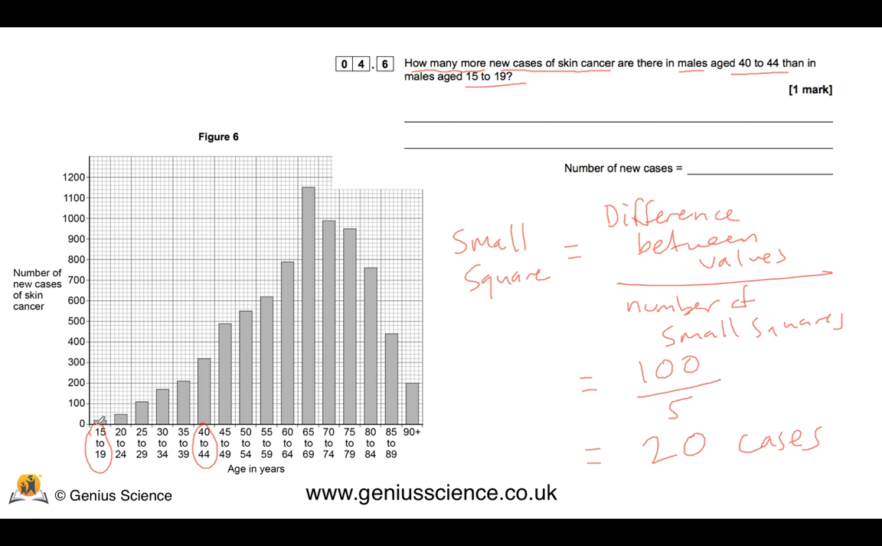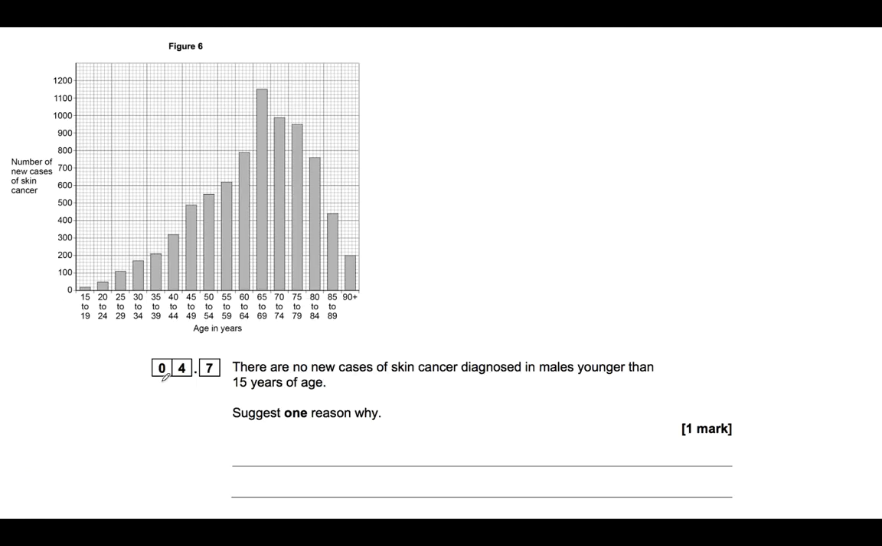So you can see 15 to 19, one small square, so we have 20 cases. And if we go along to 40 to 44, you can see here it's 300 plus one small square, it's 320 cases. So 320 minus 20 equals 300 more new cases. Remember that little trick, you can work out the value of a small square on any graph.